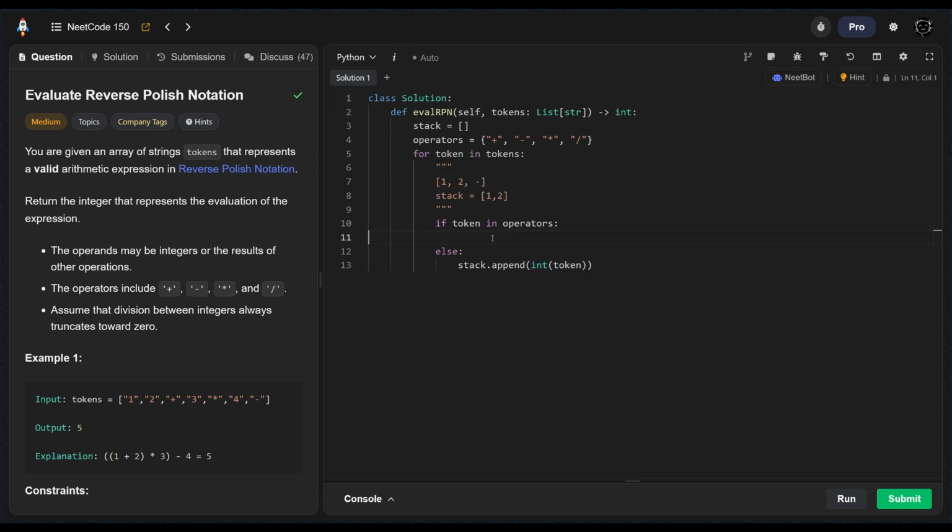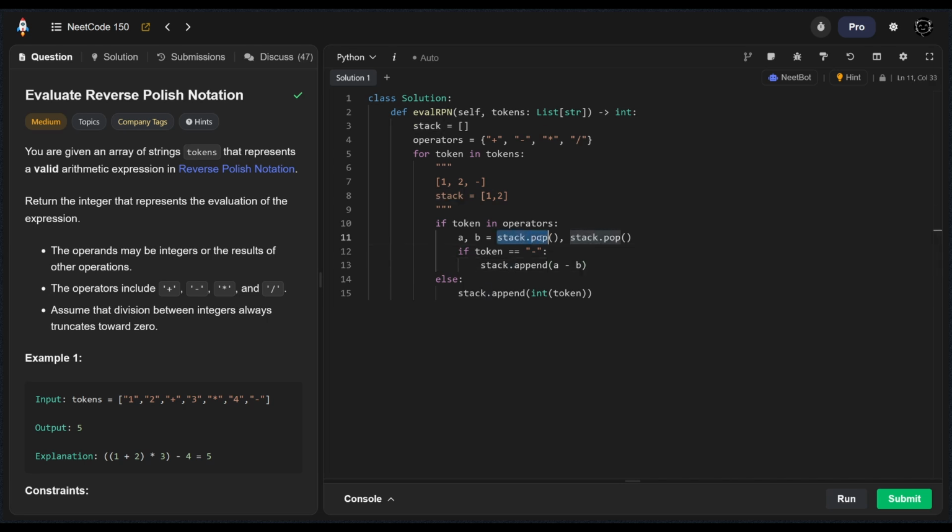And then we encounter this minus. What do we do? Well, first of all, we gotta pop these two, right? So I can say a, b is equal to stack.pop and stack.pop. And then I can add a statement that goes like, if token is equal to minus, then we're gonna add the result of that back into the stack, right? Stack.append a minus b. But there is a bug in writing our code like this.